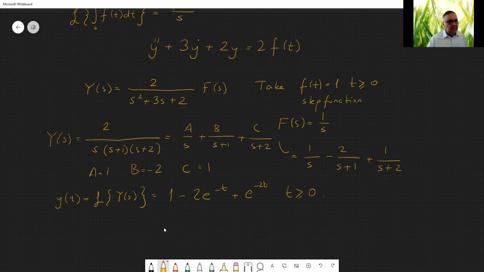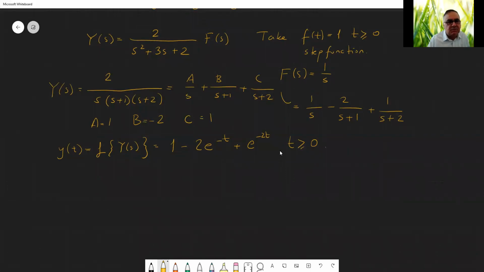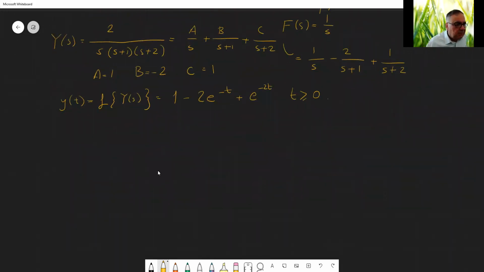We know this, but this is what you have learned in the differential equations class, actually. But there is an easier way of doing the partial fraction expansion, which probably you have not seen, so I will show it to you. So the partial fraction expansion, PFE, let's say, is the shorthand.